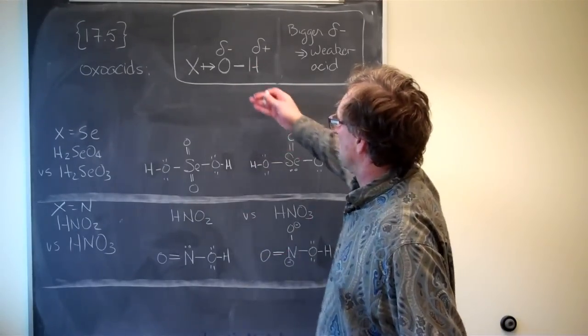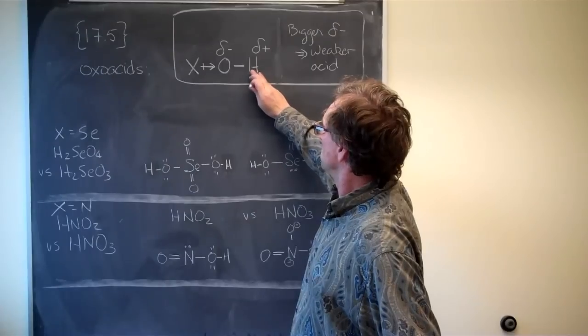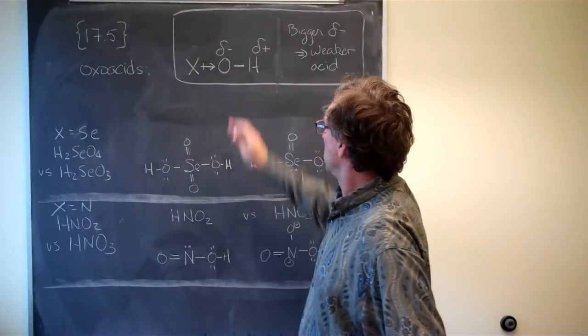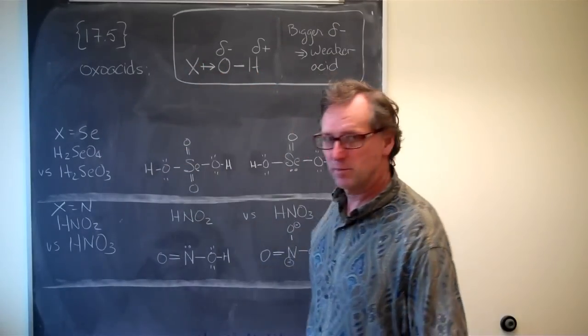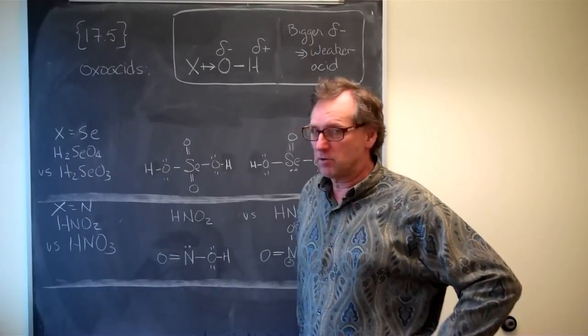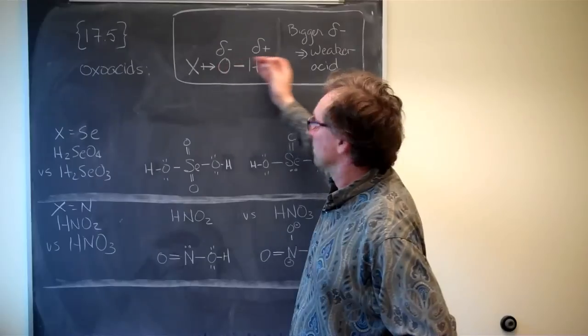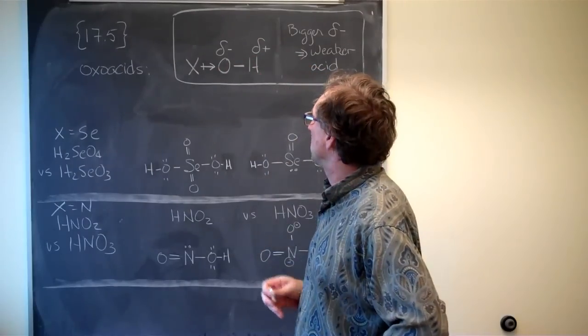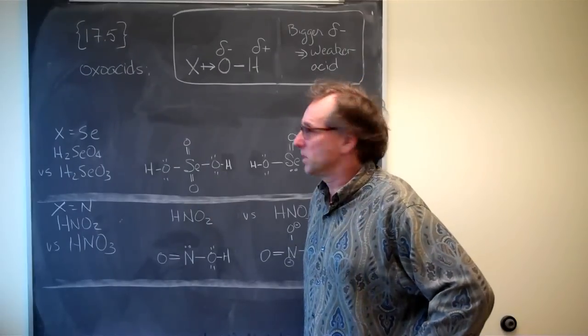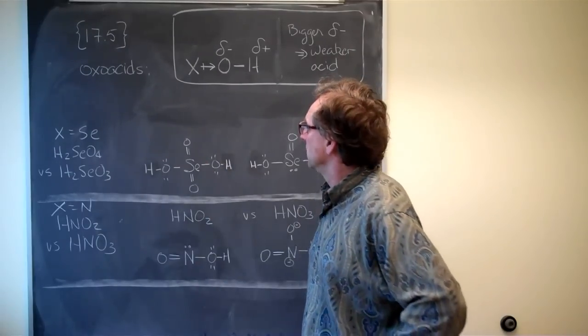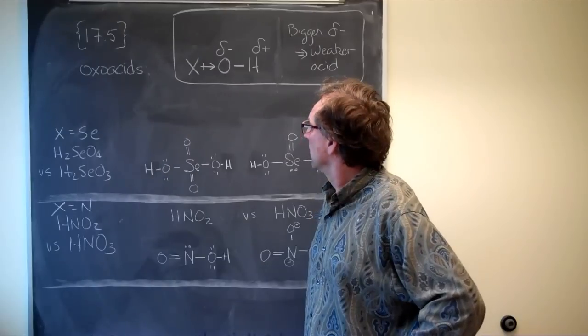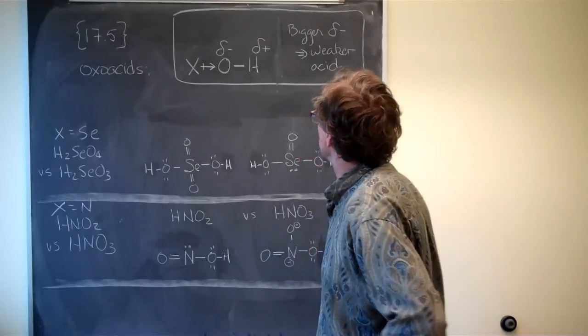It's an acid in which the hydrogen is bonded to an oxygen, and then the oxygen itself is bonded to some other typically inorganic atom, X. Maybe X is nitrogen, in which case we'd have nitric or nitrous acid, or maybe X could be selenium, in which case it'd be a selenium type of oxoacid, and so on. You can think of lots of examples.